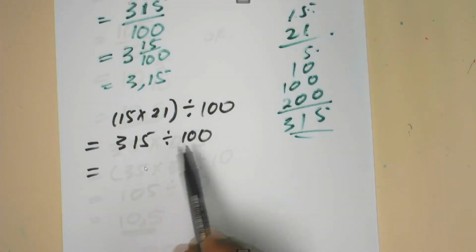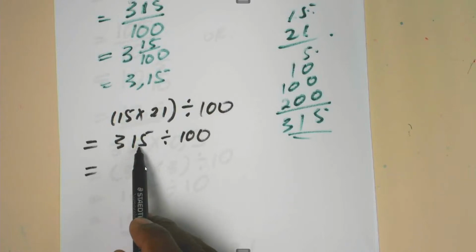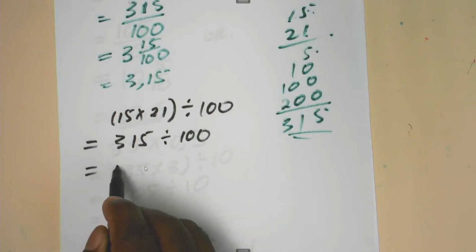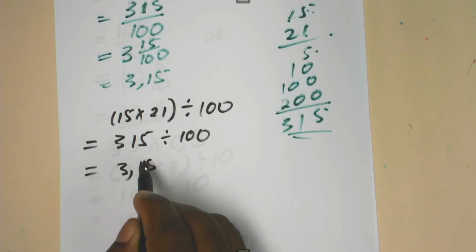we shift the number to the right. How many places? 2 places. For me, it will be, if you shift it, go this way, so my comma is going to be somewhere here. That's why we are going to have 3, 1, 5.